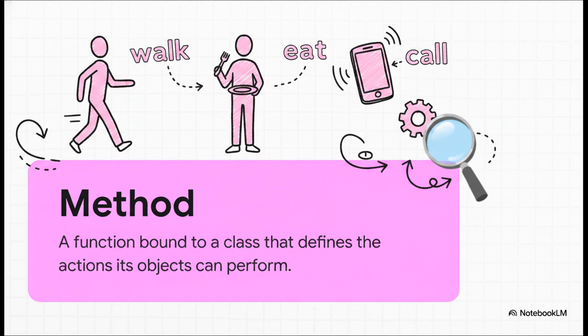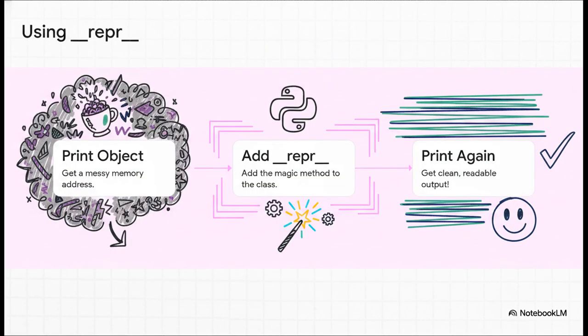Now, if you're a beginner, I guarantee you've run into this next issue. Step 1, you eagerly try to print out your shiny new object to the screen, but instead of seeing your data, Python just spits out this incredibly messy, unreadable memory address, right? We've all been there. Step 2, we solve this beautifully by adding the __repr__ magic method to our class. That method dictates exactly how the object represents itself as a string. Step 3, you print it again, and suddenly you get a clean, perfectly readable human introduction. It just brings total clarity to your codebase.